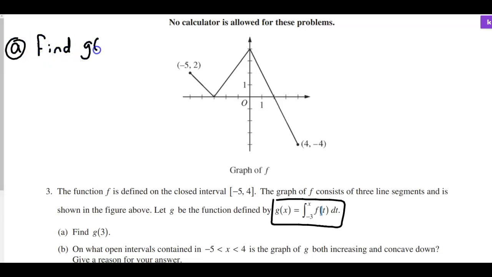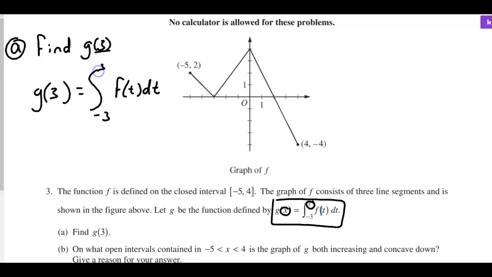g of 3. And basically what that means is we're going to take this g function, which is an integral with an x in it, and we're going to replace the x's, which are here and here, with the number they're telling us to plug in, which is 3. And we did learn this. How do you find the integral of f, if this is a graph of f, which it is, from -3 to 3? Well, you basically just find the area under the curve.